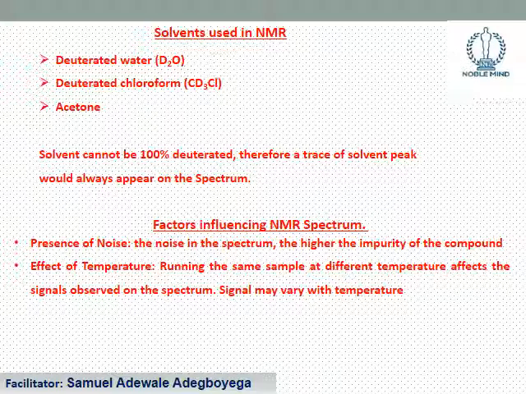Let's also see, lastly, the factors influencing the NMR spectrum. Presence of noise, and this noise is related to impurity of the compound. Another one is the effect of temperature. You should try as much as possible to run the same sample at the same temperature, because if there is a temperature variation, it may affect the nature of the signals that you observe.